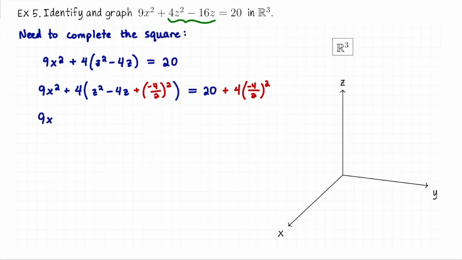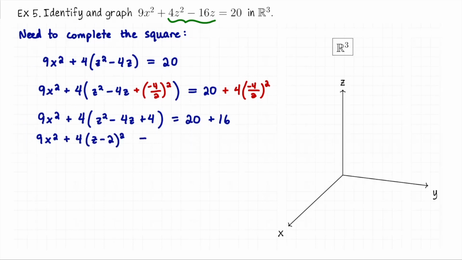Okay, so now we have 9x squared plus 4 times z squared minus 4z plus 4 equals 20 plus 16. Okay, the z squared minus 4z plus 4 factors, so let me rewrite this as 9x squared plus 4 times z minus 2 squared, and then 36 on the right-hand side. This equation is an ellipse with respect to x and z. And then of course there's no constraint on y because it doesn't make an appearance in the equation.